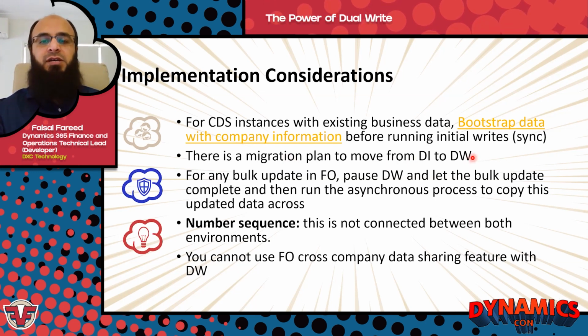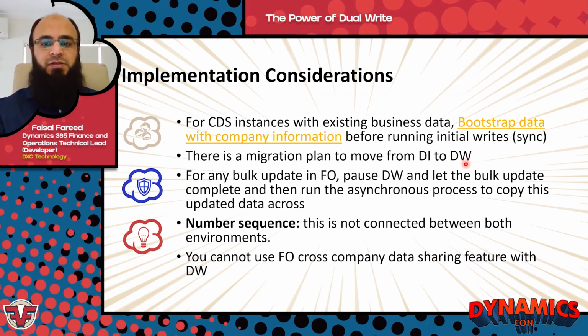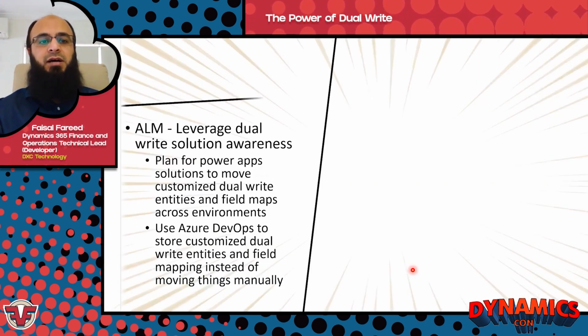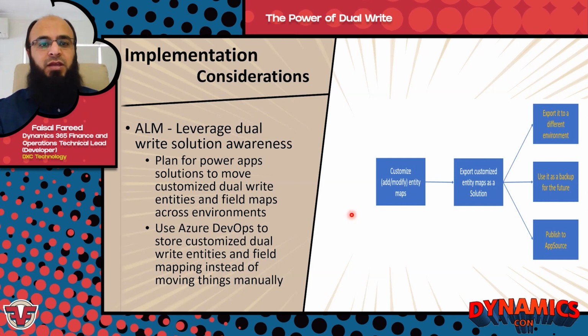There is a migration plan to move from data integrator to dual write. Microsoft is still working on it, so a few features are in preview, such as the prospect to cash solution with dual write. Keep an eye on upcoming Microsoft webinars and preview features. Number sequences, as we have seen, are two different environments using their own number sequences. Cross company, which we have already discussed, we cannot use cross company data sharing.